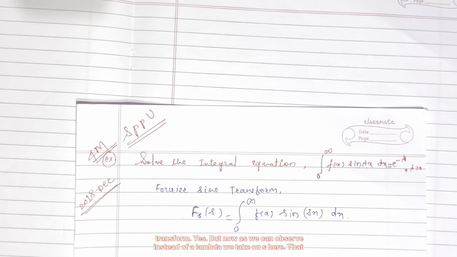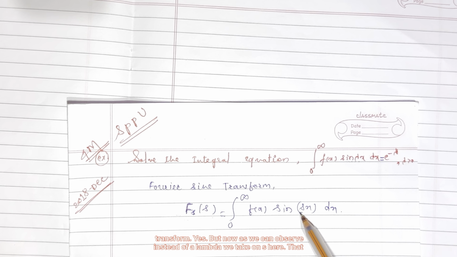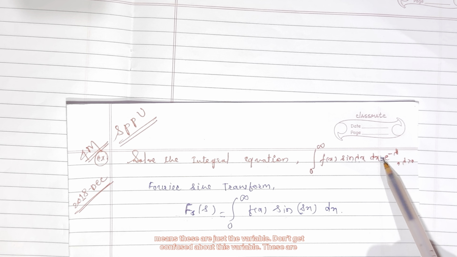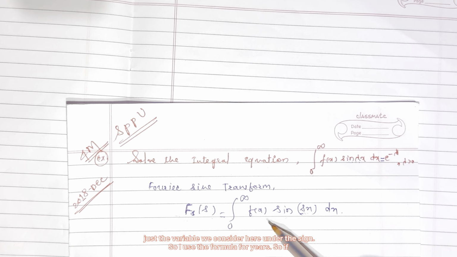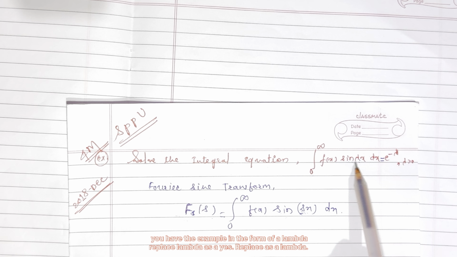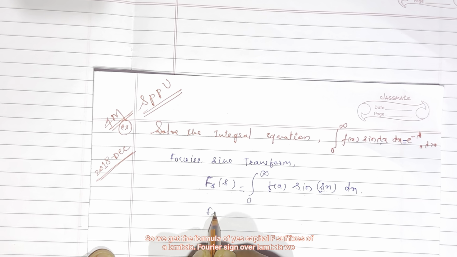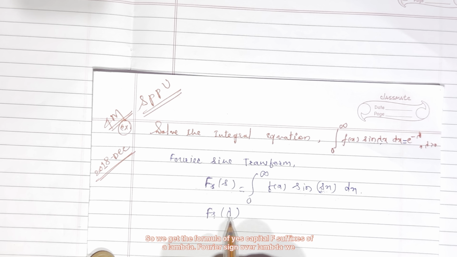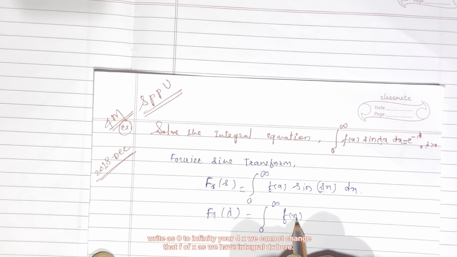As we can observe, instead of lambda we have taken s here. These are just variables, so don't get confused about them. I use the formula with s, so if you have the example in the form of lambda, replace s with lambda. We get the formula capital F suffix s of lambda, the Fourier sine transform, which is the integral from 0 to infinity of f of x, and we cannot change that f of x.